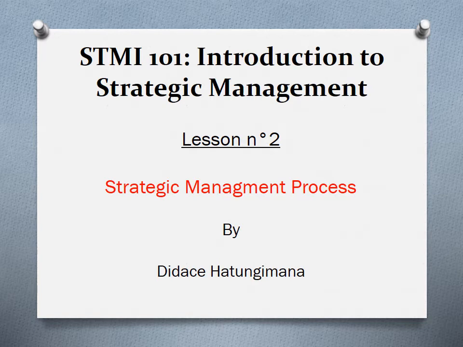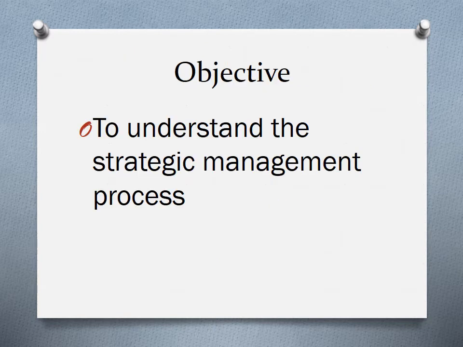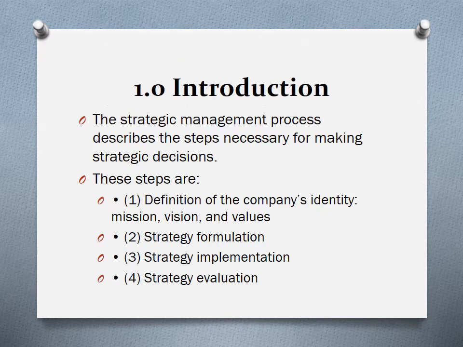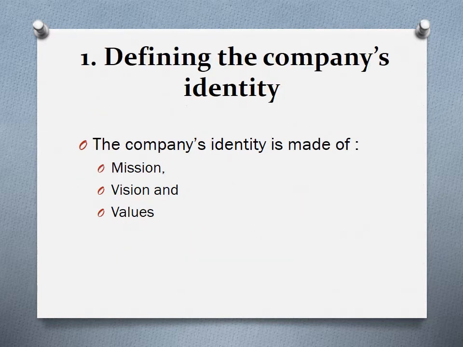Now let us get started with our lesson number 2, strategic management process. The objectives of our lesson is to understand the strategic management process. The strategic management process describes the steps necessary for making strategic decisions. And these steps are: first, definition of the company's identity. Second, the strategy formulation. Third, strategy implementation. And fourth, strategy evaluation. Now let us look at the first step, defining the company's identity.